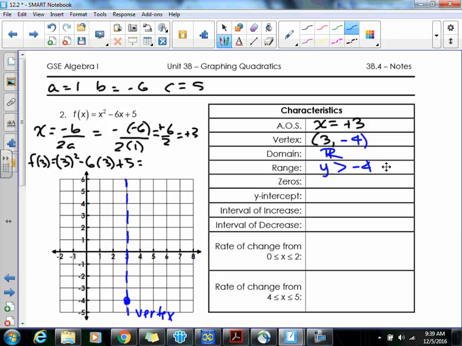Now, a zero is the same as the x-intercept. The zeros, the x-intercepts, occur where y equals 0. The y-intercepts occur where x equals 0. All right, so let's use the table function. Everybody type the original equation into your calculator. This is it right here, that's what you're typing in: x squared minus 6x plus 5.